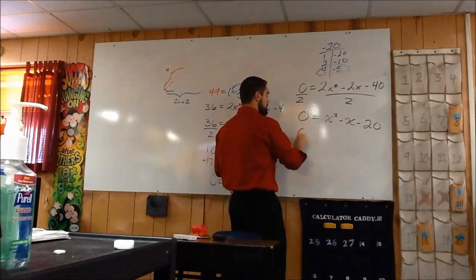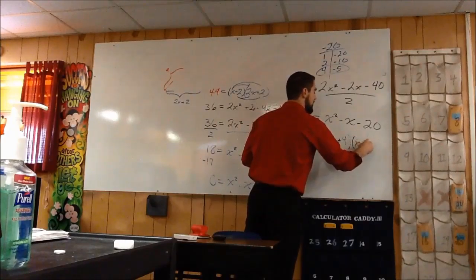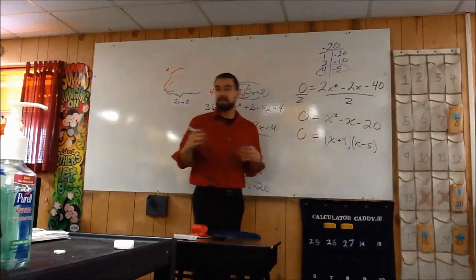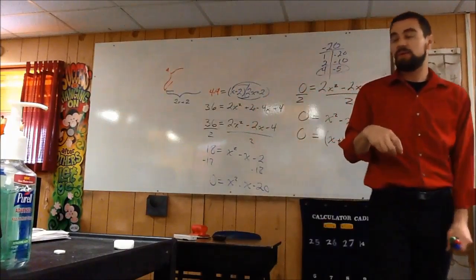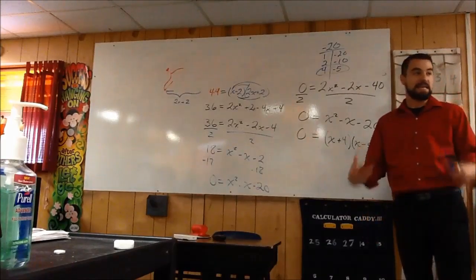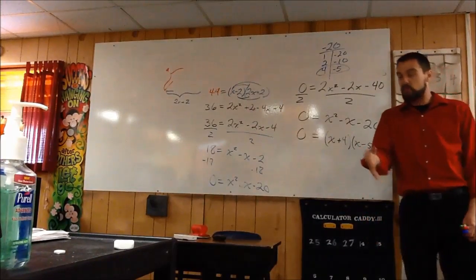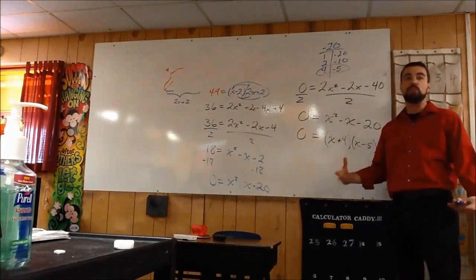So, 0 is equal to x plus 4 times x minus 5. I am not done. I have yet to say that x equals some value. I still have this, x plus 4 and x minus 5. I need x equals some number. So this is where we apply the 0 product rule.